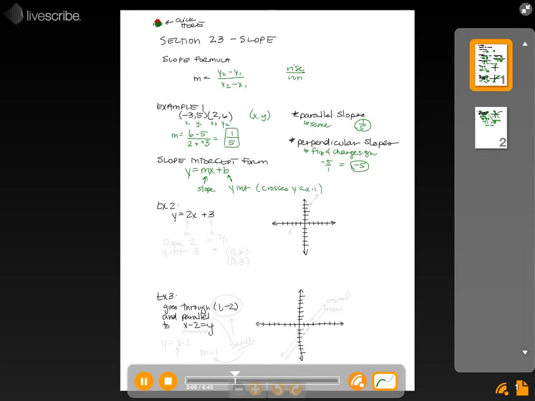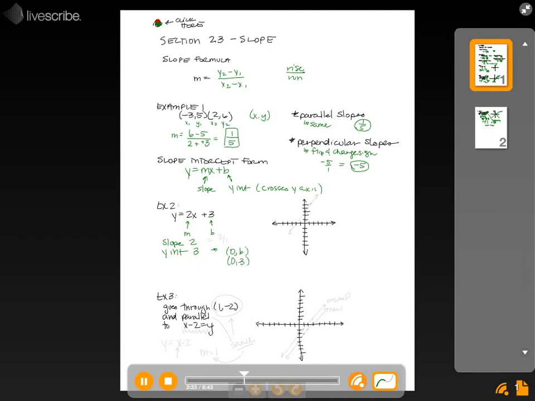Alright, and we're going to graph example 2 here. It's y equals 2x plus 3. Well, if we look, 2 and m are in the same place, and 3 and b are in the same place. So our slope is 2, and our y-intercept is 3. Now if we want to make that intercept as a point, it's always 0, b. So for this one, it's 0, 3.